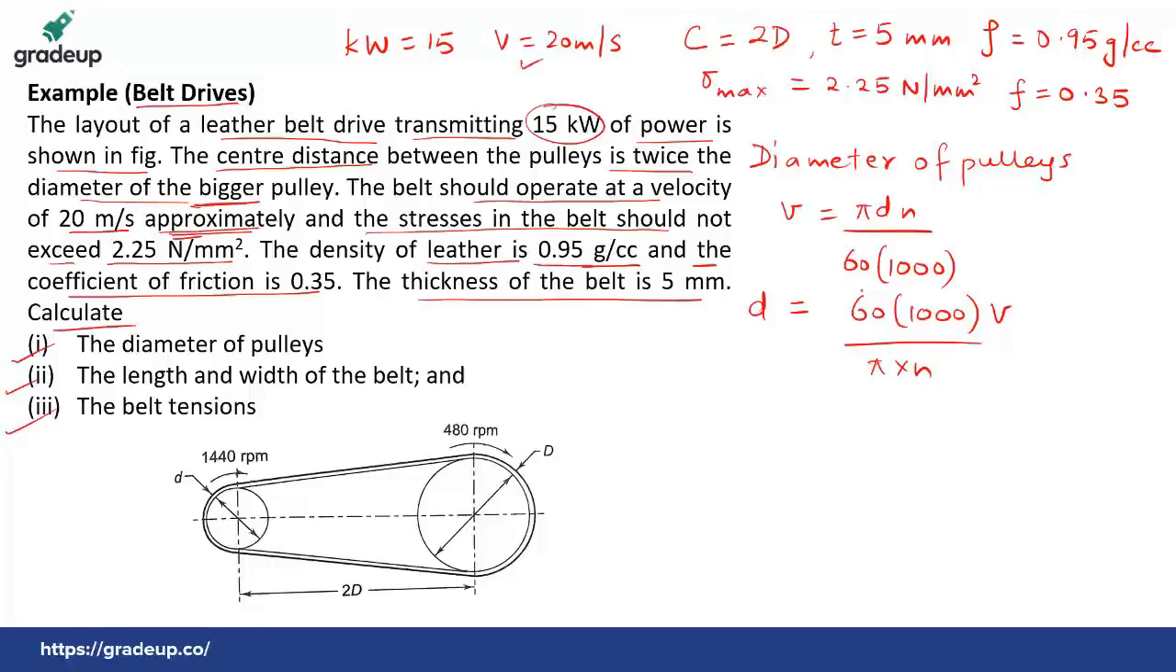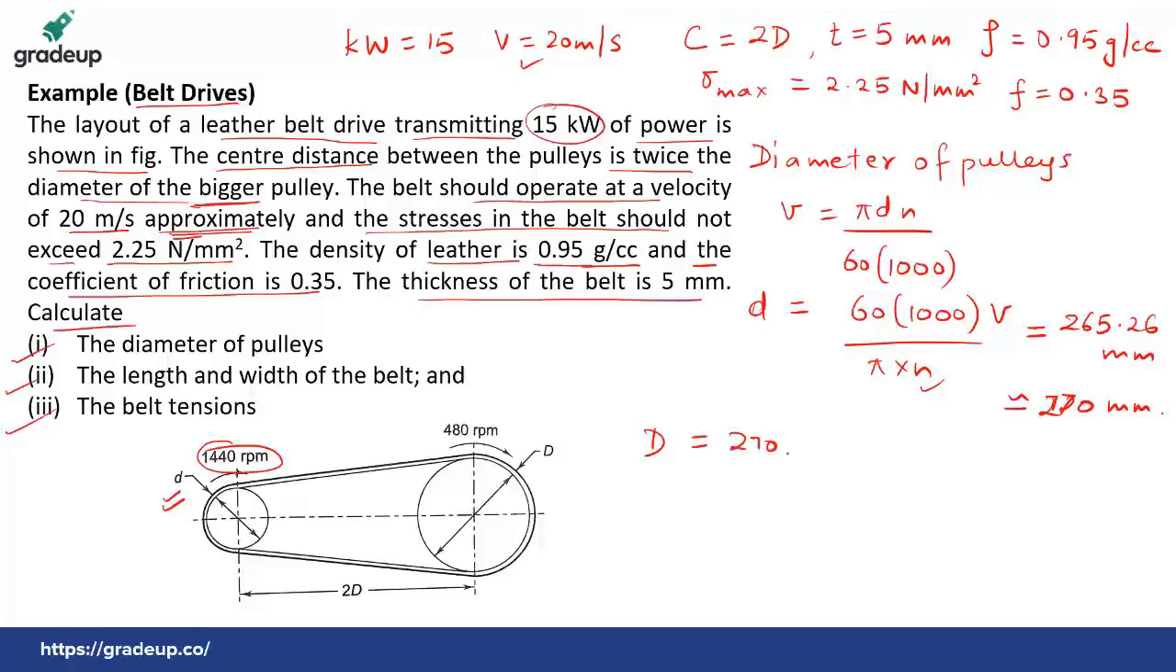V is this, n is 720. No, n has also been given, I think. Not given. Okay, n has been shown here in the diagram itself. That is 1440 for the smaller one. This we are finding for the smaller one. So just substituting this value, we will get 265.26 mm, which can be approximated to 270 mm.